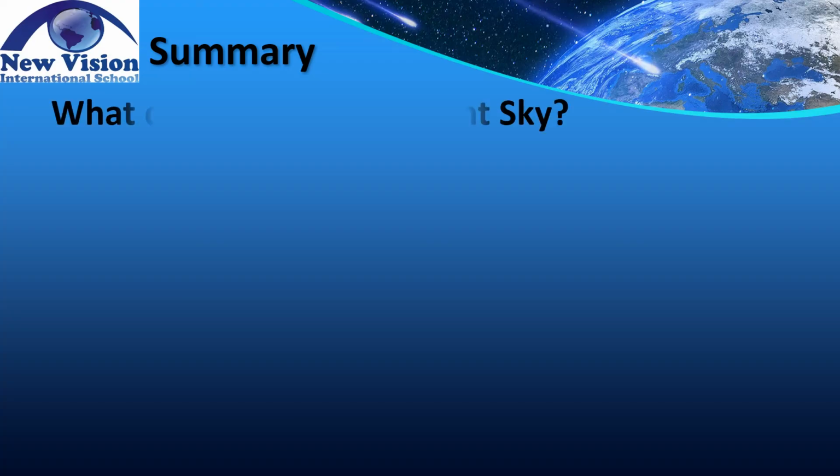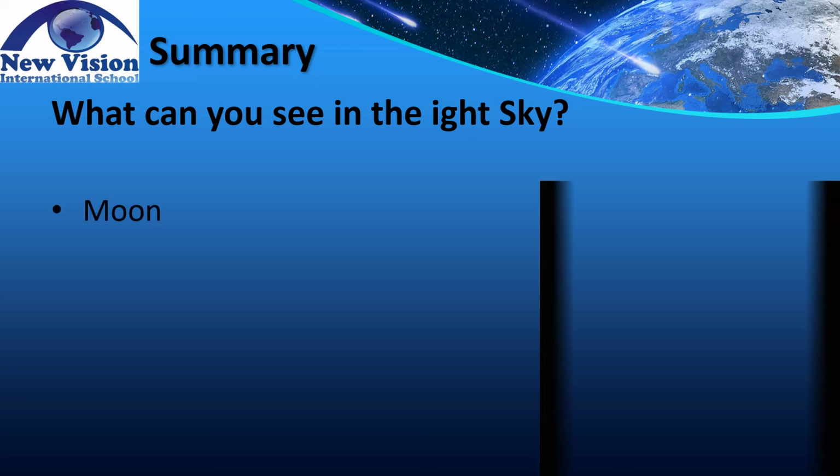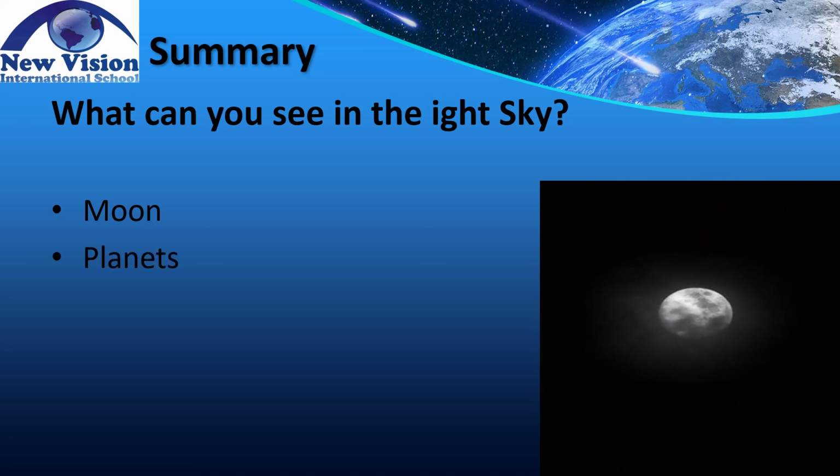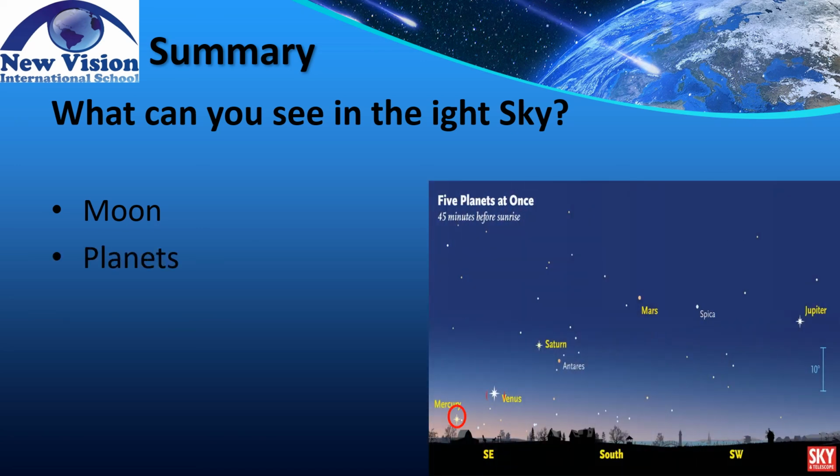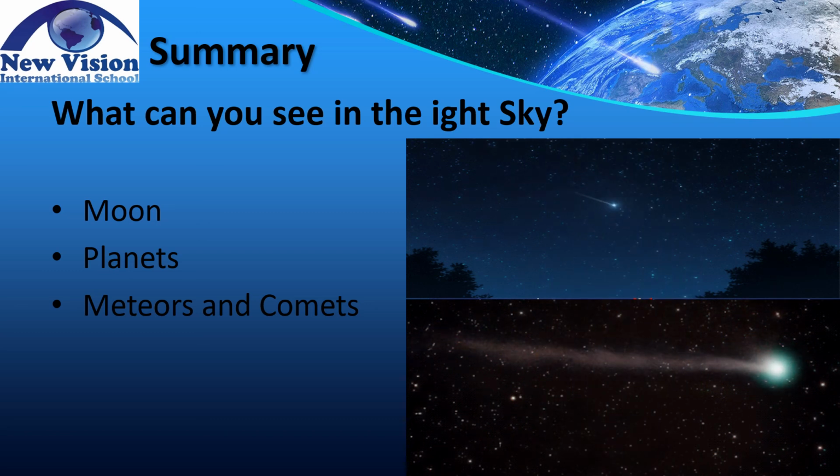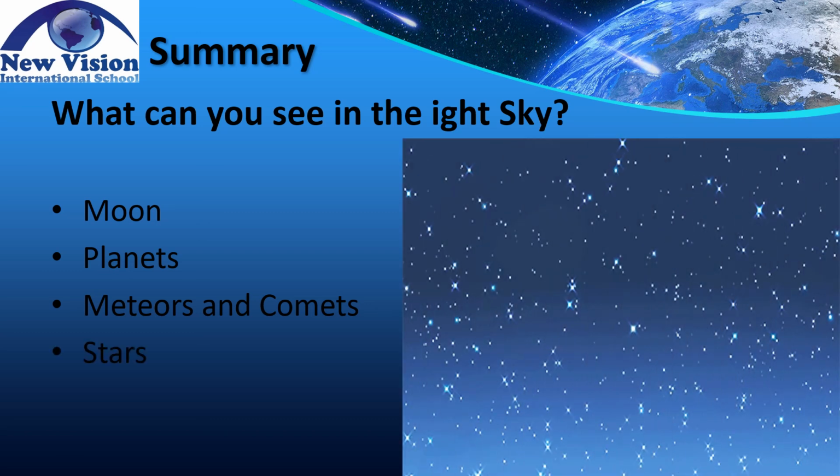Summary. What can you see in the night sky? On a clear night, you can see the Moon, planets, Mercury, Venus, Saturn, Mars, and Jupiter, meteors and comets, and stars.